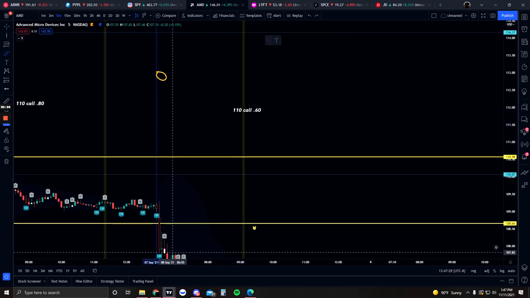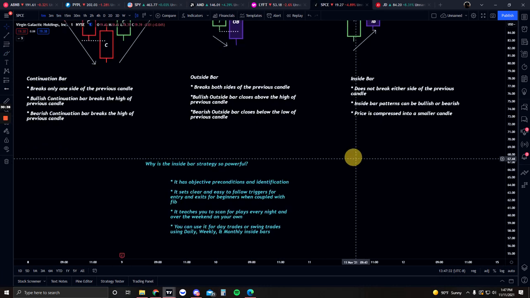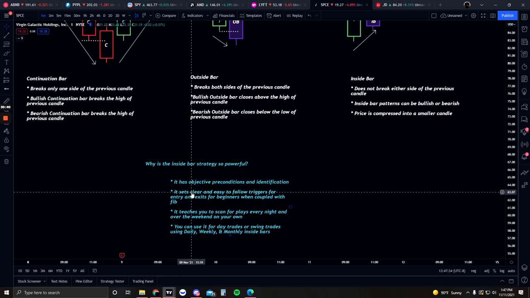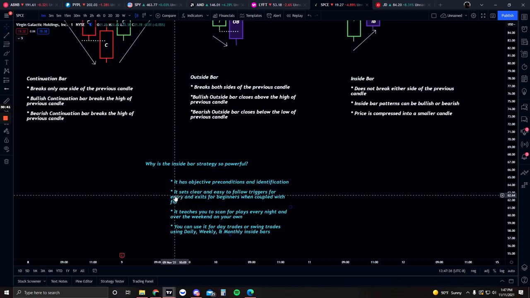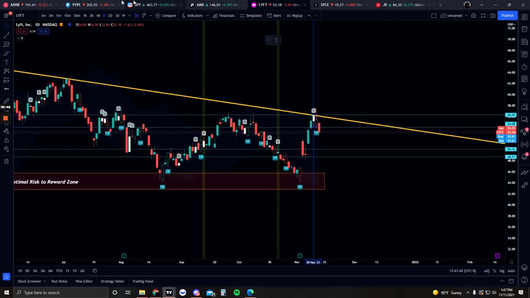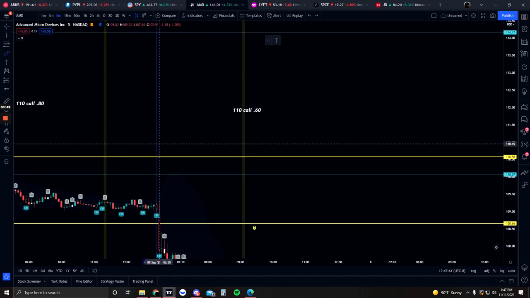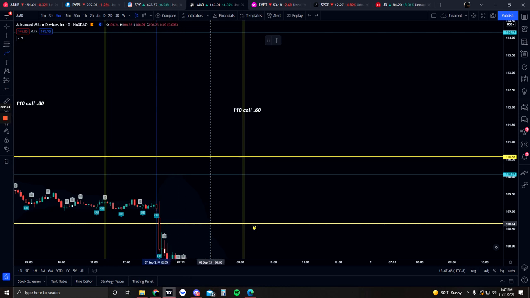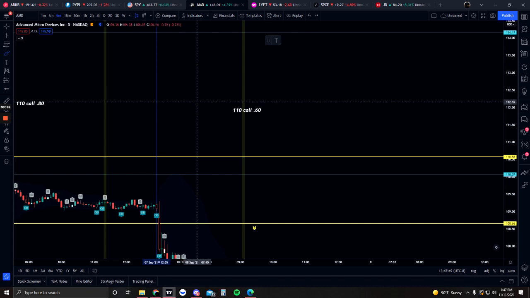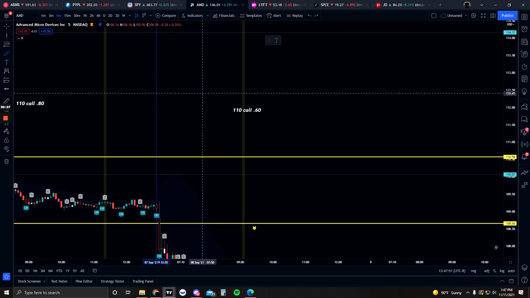And this is the thing. When I was talking here about how it sets clear and easy to follow triggers for entries and exits, you won't have to ask this question again, because I answered it for you now. If it gaps up, unless it taps either the bottom or the top, you're not playing it. So now you have a rule.